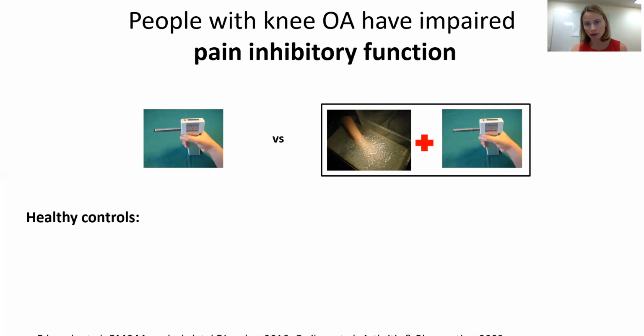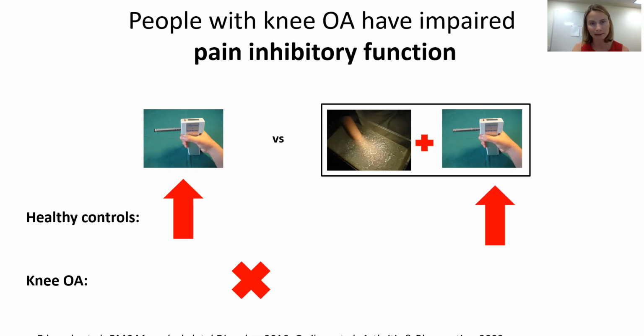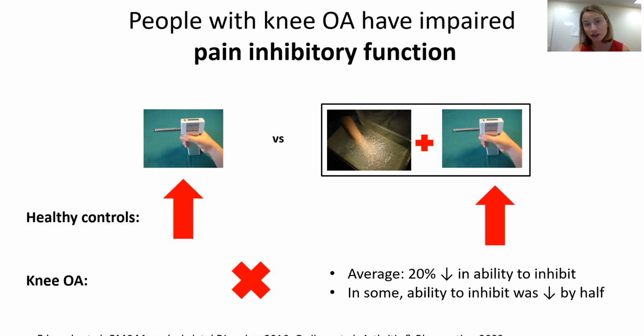So when you test healthy controls without pain, their pressure pain threshold is higher. So they're less sensitive when you pair these two things together than when you give just your test pressure pain threshold alone. And that's indicative of an intact inhibitory function. We don't see that in people with knee OA. So we see on average about a 20% reduction in the ability of their system to inhibit. And in some, the ability to inhibit is reduced by about half. So there are problems with the brakes of the system.